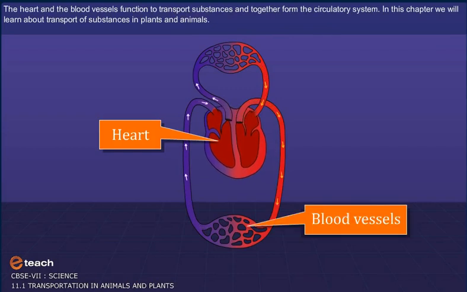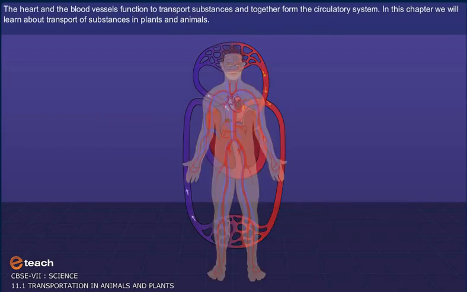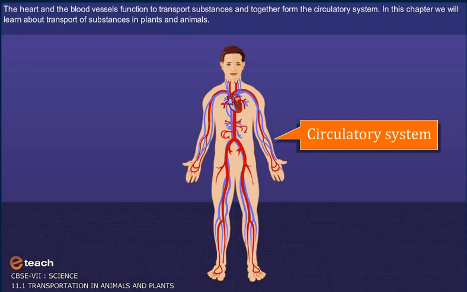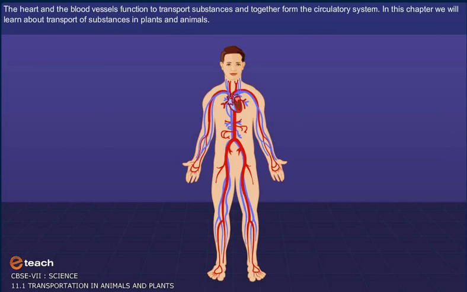The heart and the blood vessels function to transport substances and together form the circulatory system. In this chapter, we will learn about transport of substances in plants and animals.